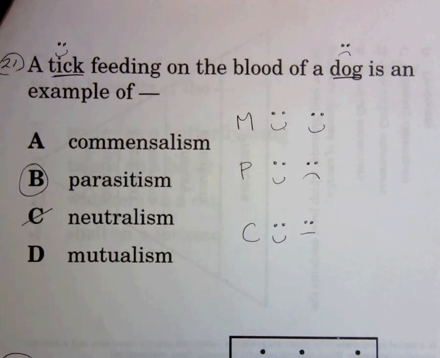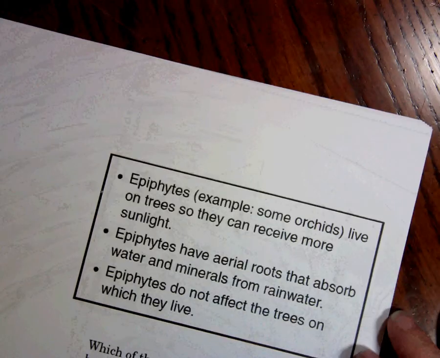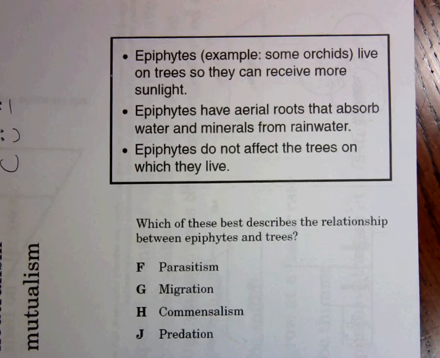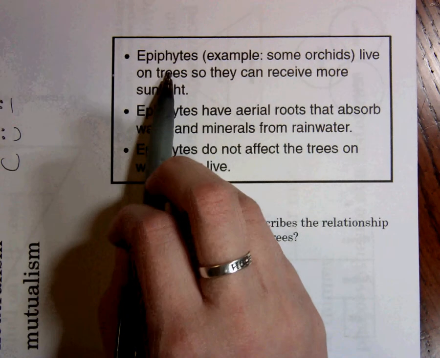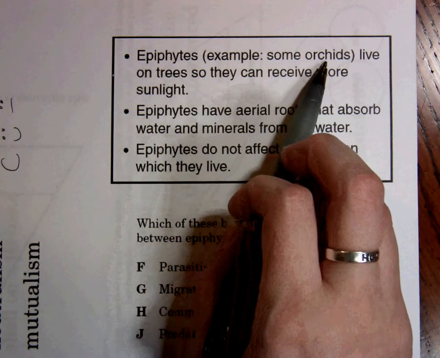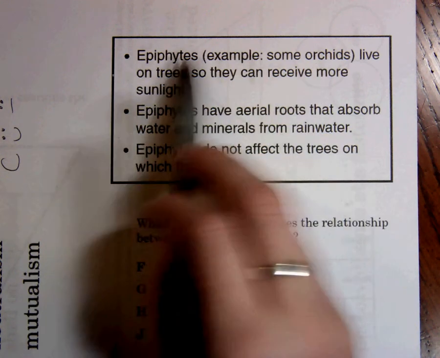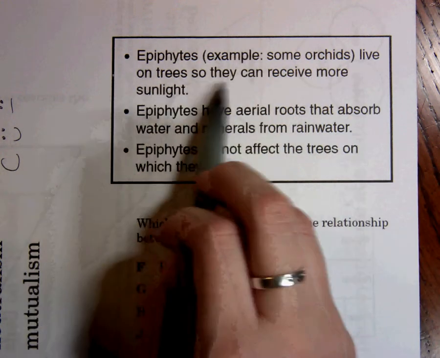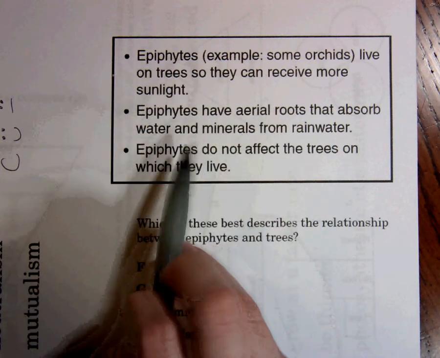So based on what we just did there, let's look at number 22 and see what type of relationship that is. So in my box there it says epiphytes, example, some orchids. So even if I don't know what that word is, it tells me here some orchids. Orchids are flowers. If I don't know what that is, I just go, okay, these things live on trees so they can receive more sunlight. So they're getting sunlight. That seems like a good thing.